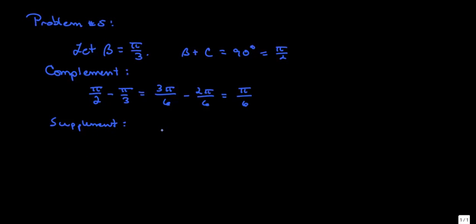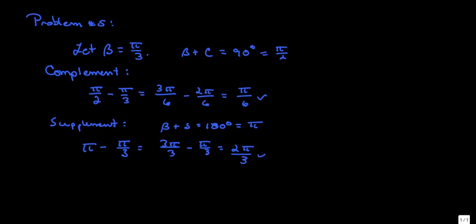The supplement is if they add up to be 180. So essentially the beta value plus the supplement has to be 180 degrees, and we know that that is pi. So what we want is pi minus pi over 3 to be equal to the supplement. If we take 180 minus our angle, we'll get the supplement of that angle. So this is going to be 3 pi over 3 minus pi over 3, and that'll give us 2 pi over 3. So those are our two solutions.